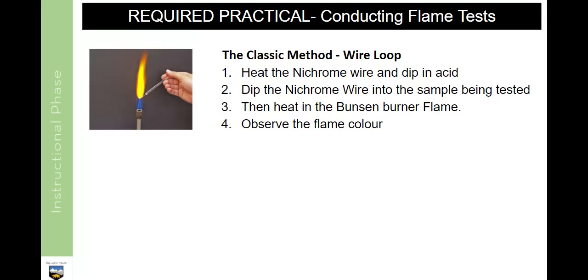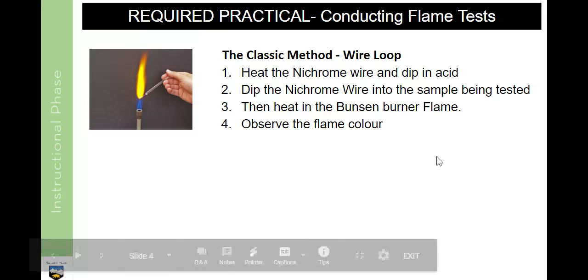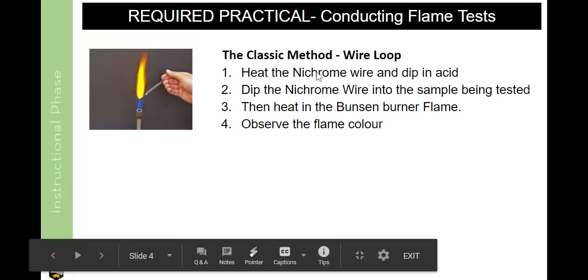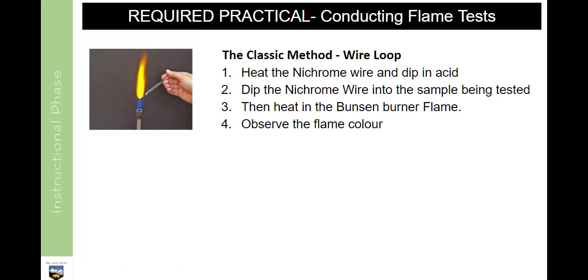loop. So on the end of that metal pole is a small wire loop, a nichrome loop made of nickel and chromium. Sometimes people have platinum loops. However, they can be quite expensive.